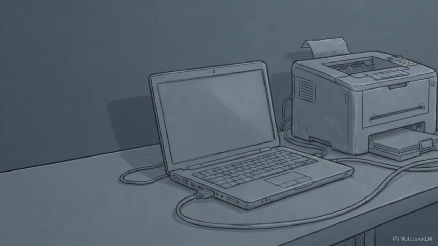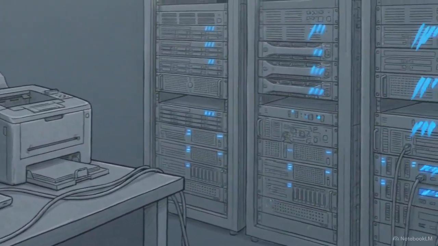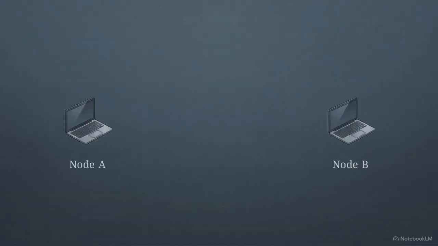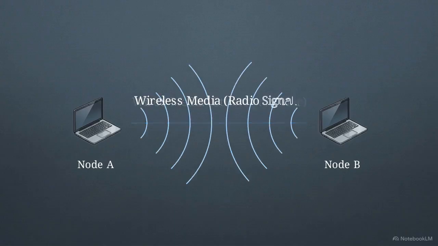These two isolated endpoints are nodes, the physical devices, like computers, printers, or servers, that need to send or receive information. To communicate, these nodes require a physical connection, known as transmission media. This includes wired links, like Ethernet or optical fiber, and wireless links, like radio signals.